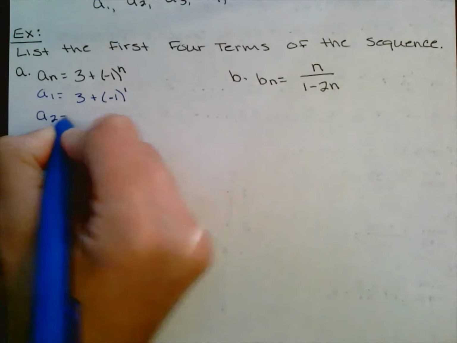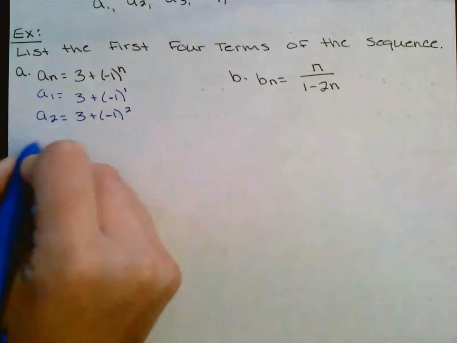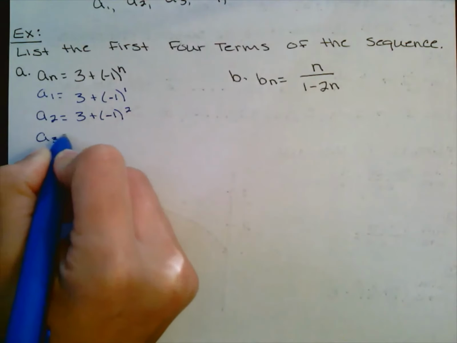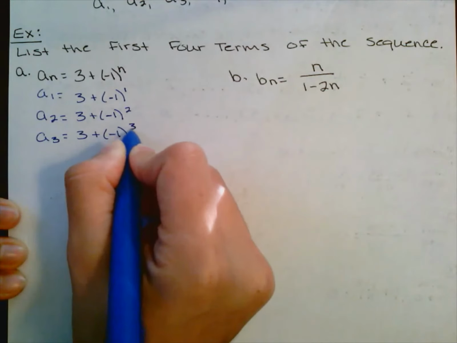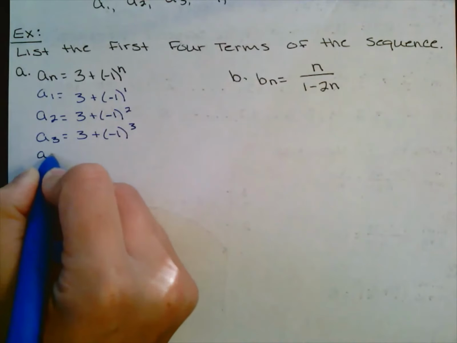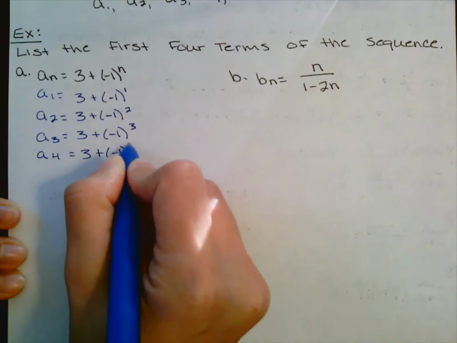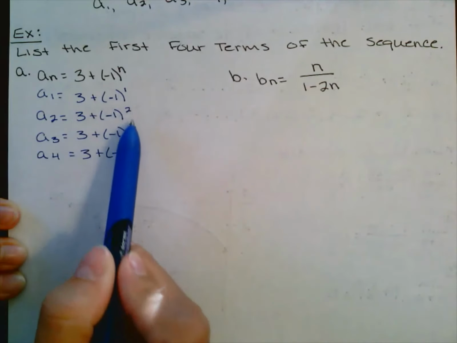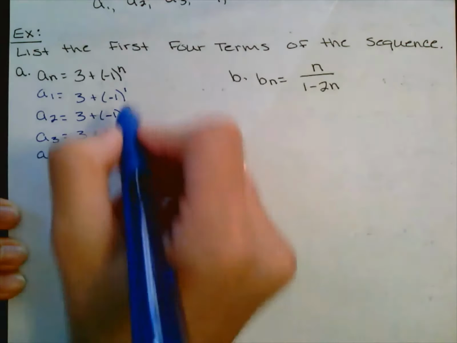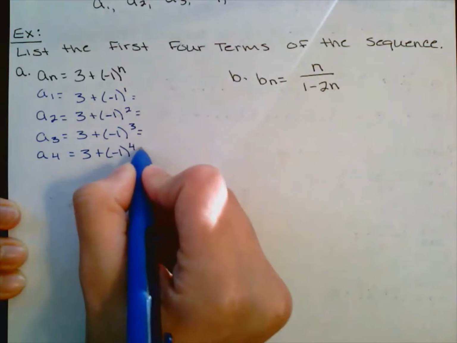A sub 2, 3 plus negative 1 to the second power. A sub 3 is going to be 3 plus negative 1 to the third power. And then a sub 4 is going to be 3 plus negative 1 to the fourth power. So again, whichever term I'm plugging in, that's what I'm putting in the spot of n, okay? So now you're just going to solve each of these, and those four numbers will be the first four numbers in the sequence.